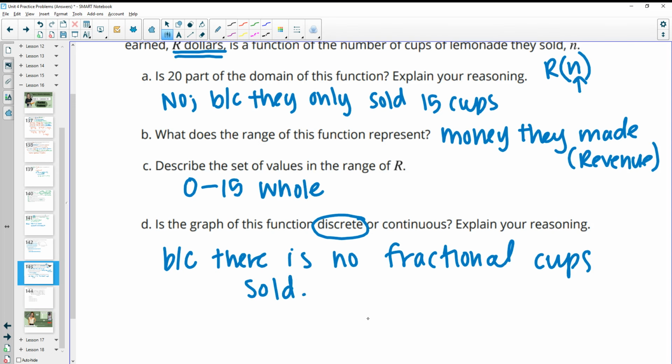So you're just going to sell 1 cup, make $1. So if we were looking at a graph, if you sell 0 cups, it's $0. 1 cup, $1. 2 cups, $2. 3 cups, $3. 4 cups, $4, and so on. But you're not going to connect this because you're not going to sell half of a cup and make 50 cents. You're not going to sell 1.5 cups and make $1.50. It's just these whole number values.